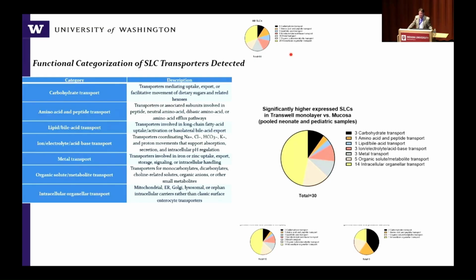And this is actually the pooled neonate and pediatric samples. So here we saw, in this case, 30 higher expressed SLC transporters in the Transwell monolayers versus what we saw in mucosa samples. For example, we see a large number involved in intracellular organelle transport. We see ones involved in carbohydrate transport, several involved in metal transport, which I know the folks at Intech are interested in, as well as other groups. So we definitely saw some interesting things there.